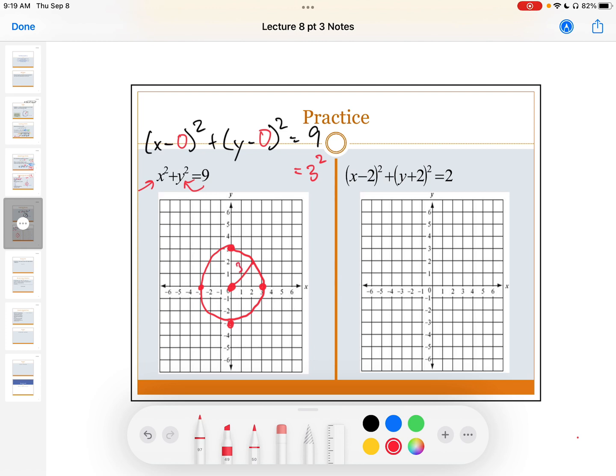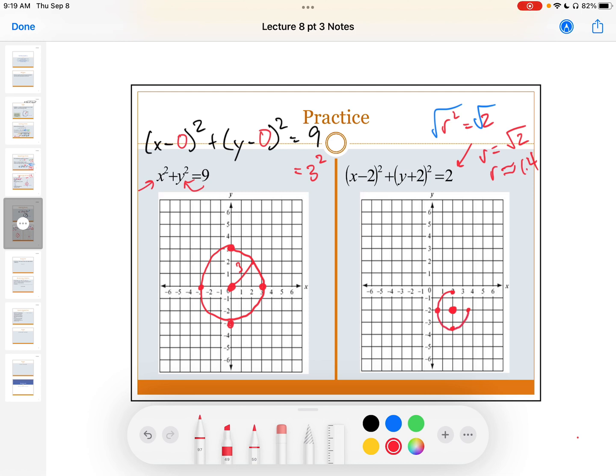Next one over here, x minus 2, y plus 2. So I'm going to go to the right 2 and down 2. That's not the tricky part on this one. The tricky part is that our radius squared equals 2. So when I try to simplify this, I find that my radius is simply the square root of 2, which is about 1.4 something. This is where that labeling really comes into play, because our radius is approximately 1.4 something. I'm going to go up about 1.5, right about 1.5, down about 1.5, and left about 1.5.